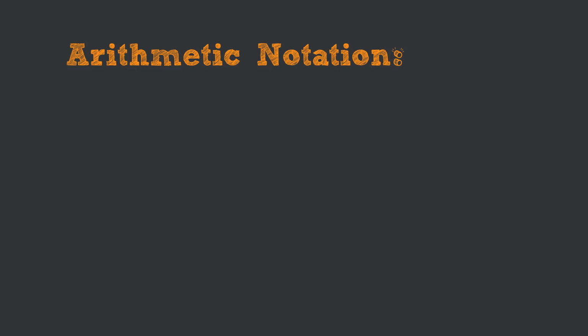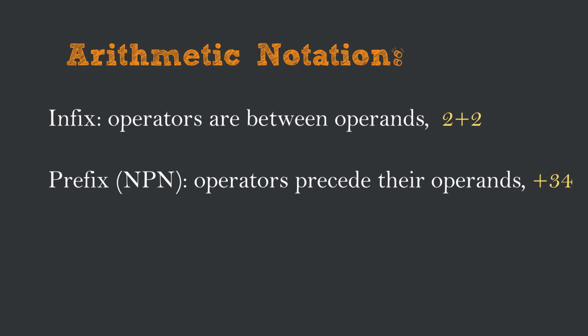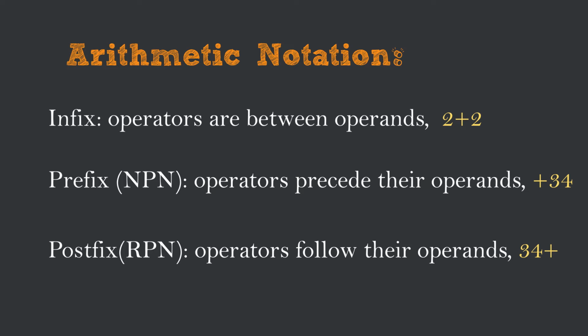First, let me introduce some notations in arithmetic and logical formulae and statement. Infix notation is a mathematical notation in which the operator is between operands, such as a plus sign in 2 plus 2. Prefix notation, also known as normal Polish notation, NPN, is a mathematical notation in which operators precede their operands, such as plus, 3, 4. Postfix notation, also known as reverse Polish notation, RPN, is a mathematical notation in which operators follow their operands. For example, 3, 4 plus.